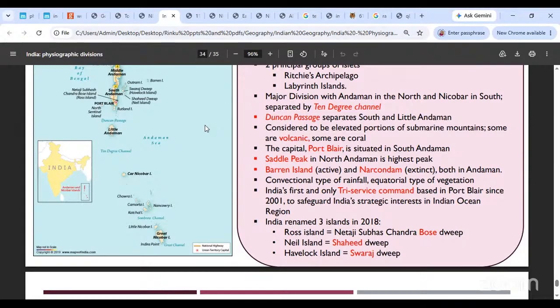We are also planning a 13th major port over here in Galathea Bay. We had discussed this earlier. So वो एक port भी हम plan कर रहे हैं. अब तो India के जैसे plans बनेंगे वैसे बनेंगे, but at least that is in the planning. Okay. और यहाँ पर हमने 3 islands को rename किया है. Ross Island, which has been renamed as Bose Island. Neil Island, which we call Shaheed Island, and Havelock, which we called Swaraj.